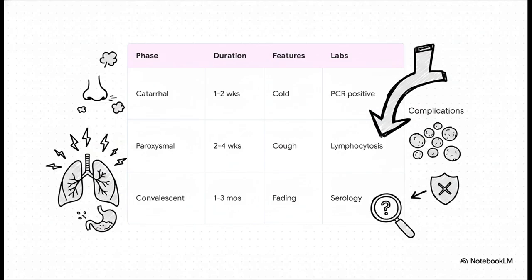We're talking 5 to 10 coughs per expiration, often followed by that classic whoop sound and post-tussive vomiting. This is also the exact window where lymphocytosis peaks and where most of your major complications are going to occur. By the time the patient reaches the convalescent phase, your cultures are typically going to be negative, so at that point you'll need to rely on serology to actually confirm the diagnosis.